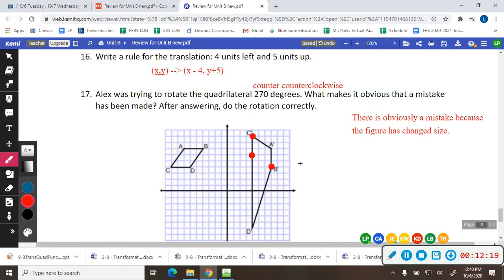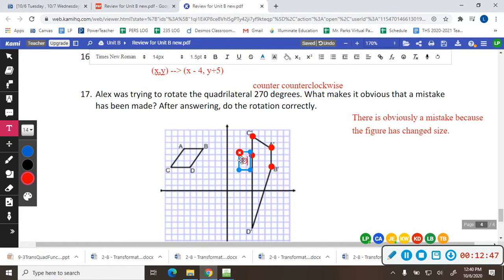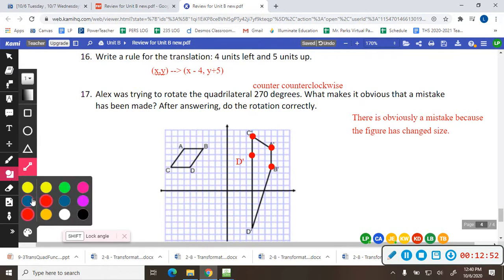And then finally, looks like A, I need to check that. So it'd be 7 over and 7 up. Swap 7 and 7, you still get (7, 7). So everything was good, except his D was off. So the D should have been right there. So he was so close. So here's what it should have looked like.